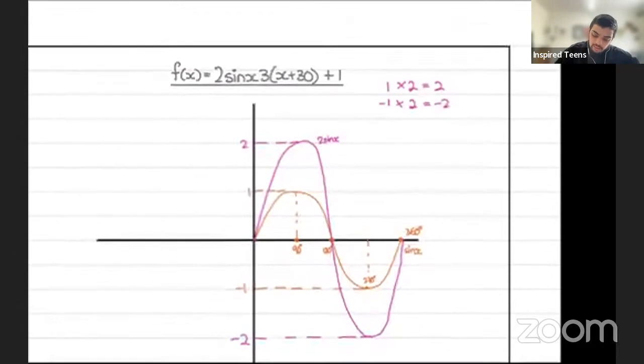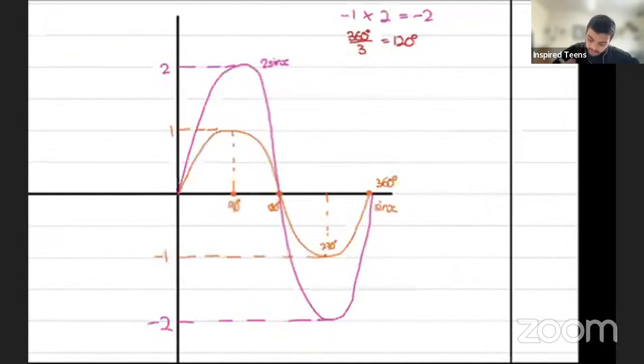The next thing that we can do is we can make the period change. The period change is 3. So what we're going to do in that case is, how do we get the new period? We say the old period, 360, divided by that coefficient, which is 3. So the new period is 120 degrees.